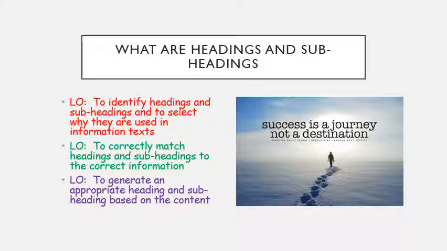Like we did yesterday, we're going to have three separate learning objectives, which your tasks will relate to, which I'll explain at the end of the lesson. So our learning objectives are to identify headings and subheadings and to select why they are used in information text. We're going to look at that in a little more detail than we did yesterday. We've got to correctly match headings and subheadings to the correct information. And then lastly, we've got to generate an appropriate heading and subheading based on the content.